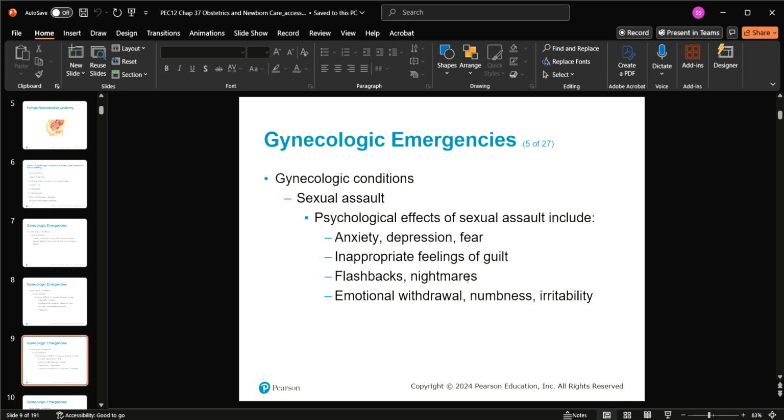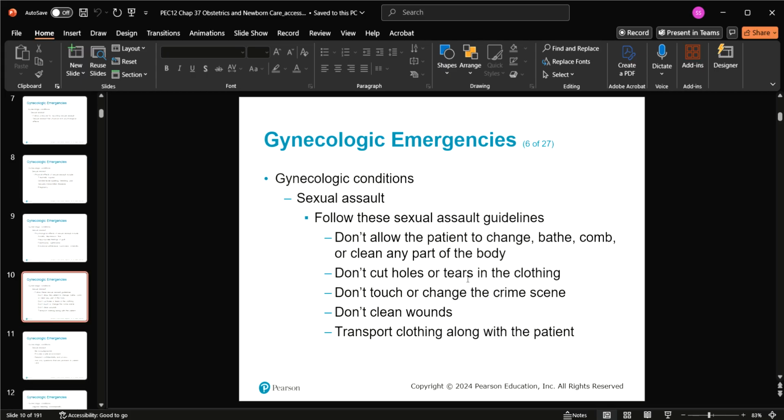We talked about some traumatic effects, whether physical or psychological. We also have the psychological aspect for these individuals. A lot of them suffer from PTSD, and this is a breakdown of that: flashbacks, nightmares, withdrawal, anxiety, depression. Those are all aspects of post-traumatic stress disorder.